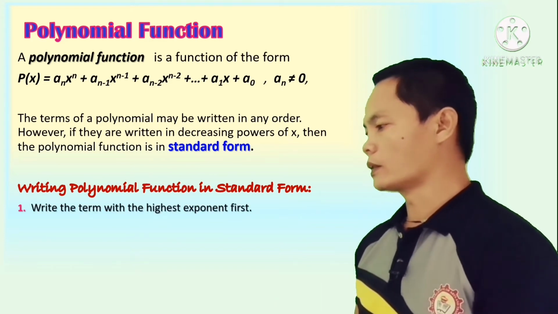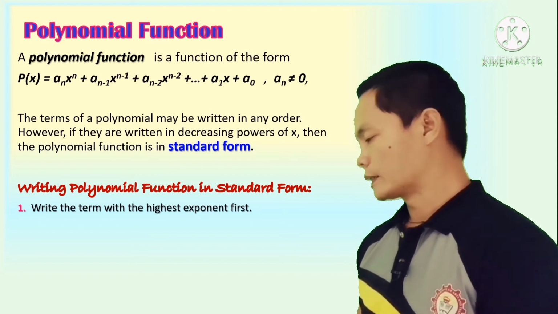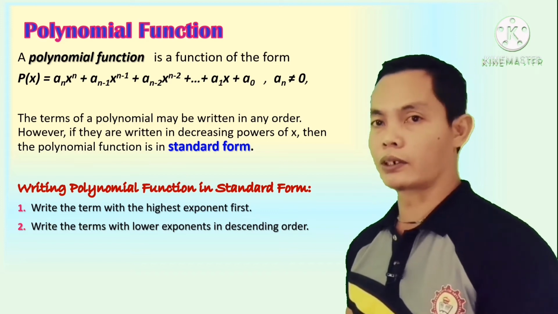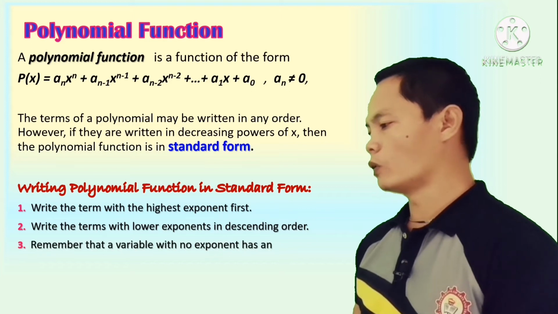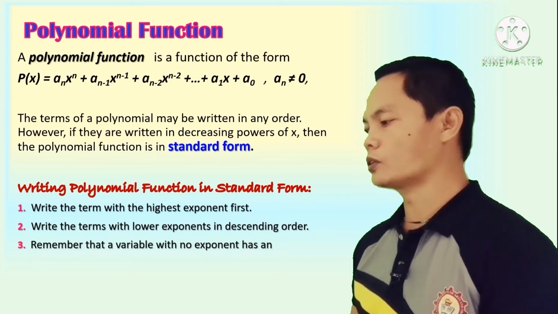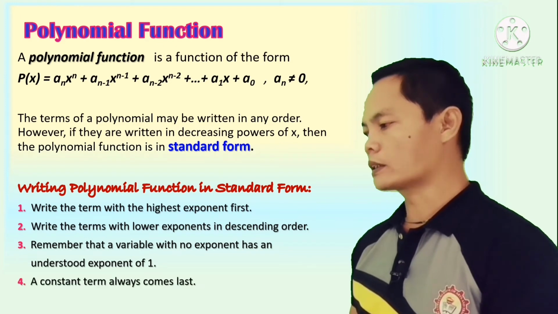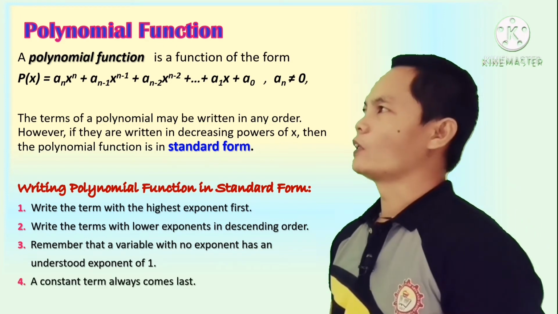First, write the term with the highest exponent first. Second, write the terms with lower exponents in descending order. Yun na yung pababa. Remember that the variable with no exponent has an understood exponent of 1. And lastly, a constant term always comes last. Polynomial function in standard form.